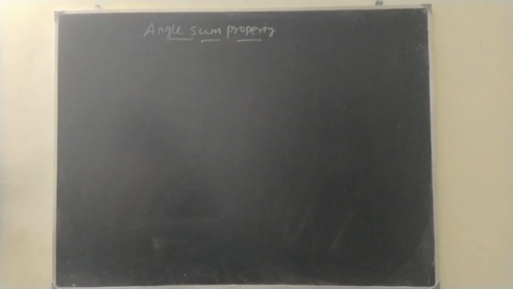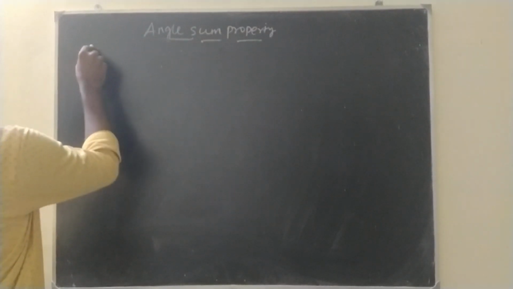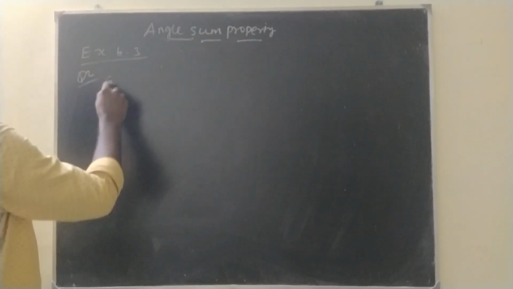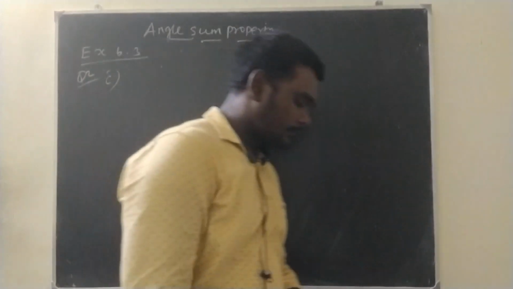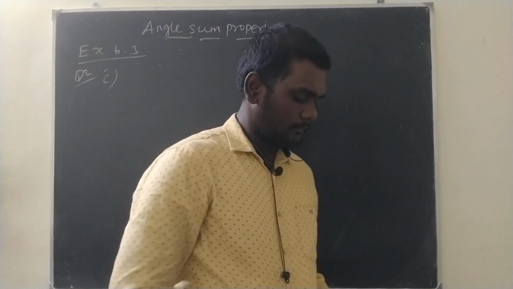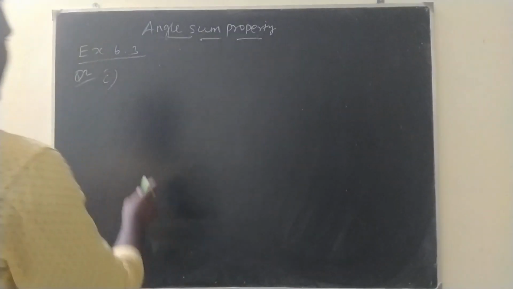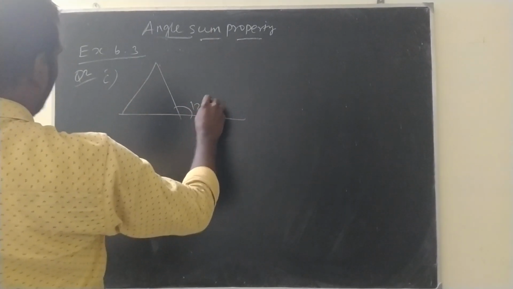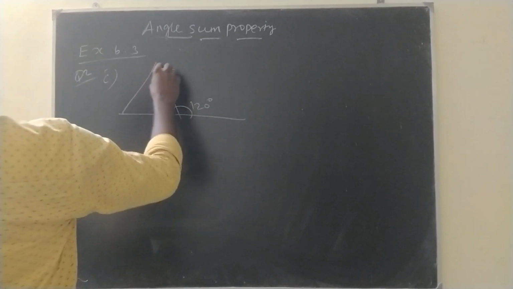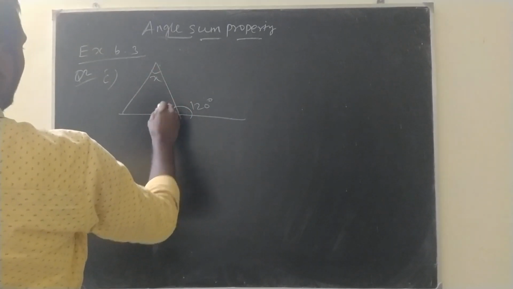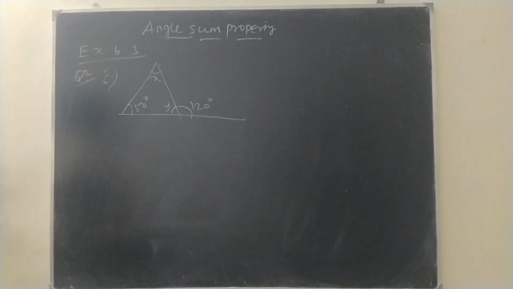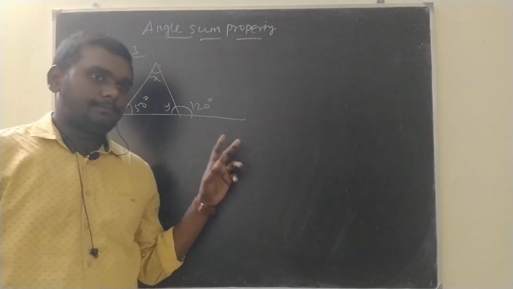The question number 2 in exercise 6.3. Look at the first subdivision. We have a diagram like this. The exterior angle is 120 degrees, and here x is there, here y is there, here 50 degrees is there. In this, we have to use two properties.